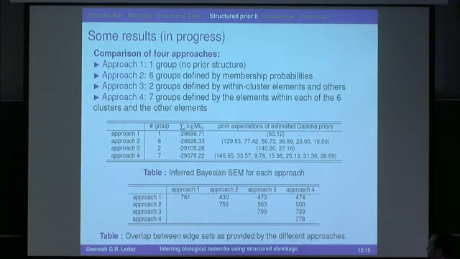So here I was investigating the overlap between the different edge sets identified by the different approaches. And you can see that there's not much difference between approach 3 and 4 in terms of fit, but also in terms of selection. They have a lot of common edges. It seems there's more difference between approach 2 and the other ones.